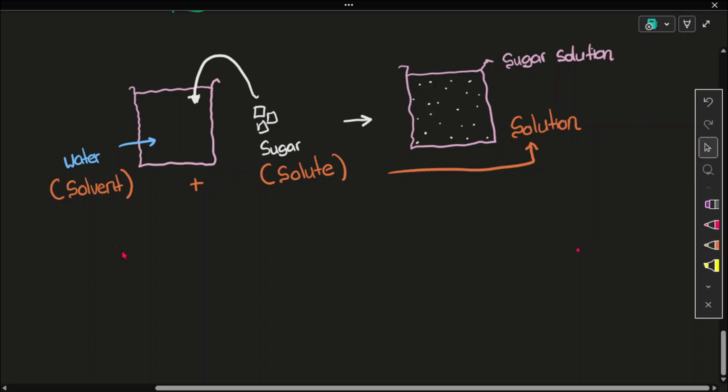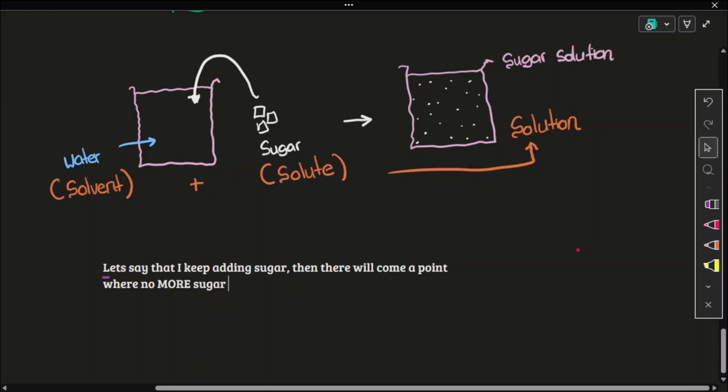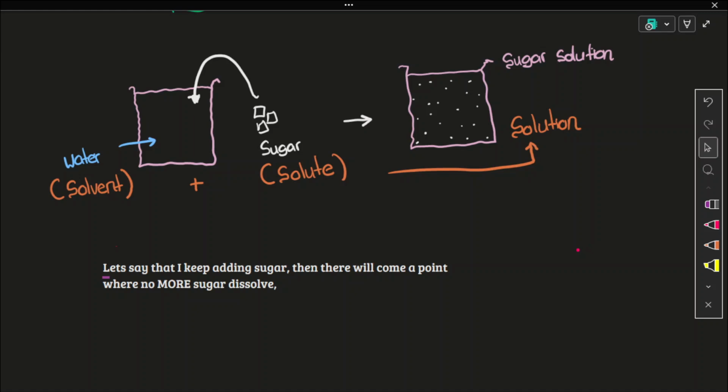Let's just say that I keep on adding sugar. Then there will come a point where no more sugar will dissolve. I'm kind of sure that you might have experienced this. Just take a glass of water, keep on adding sugar, and then there will be a time when no more sugar will dissolve.